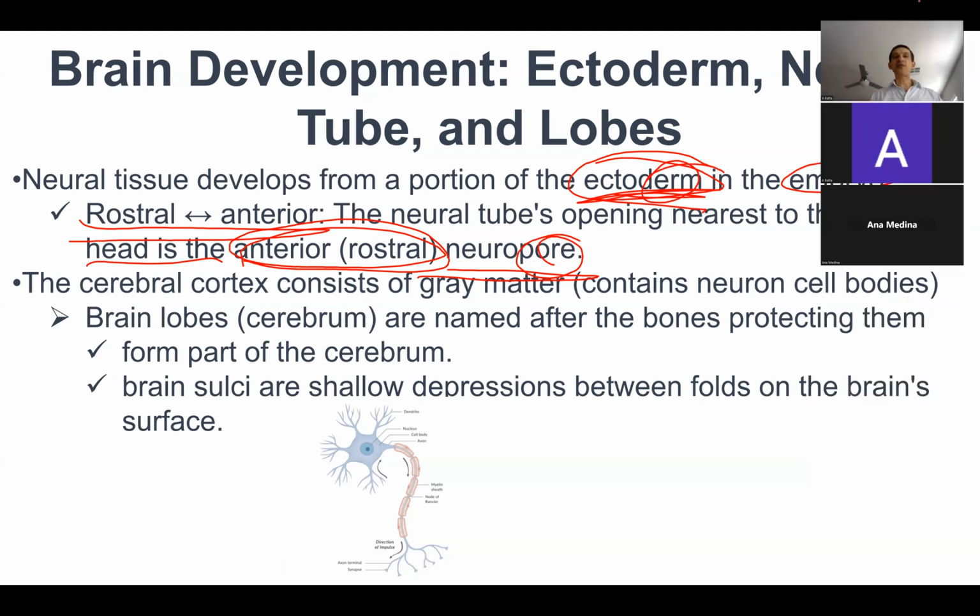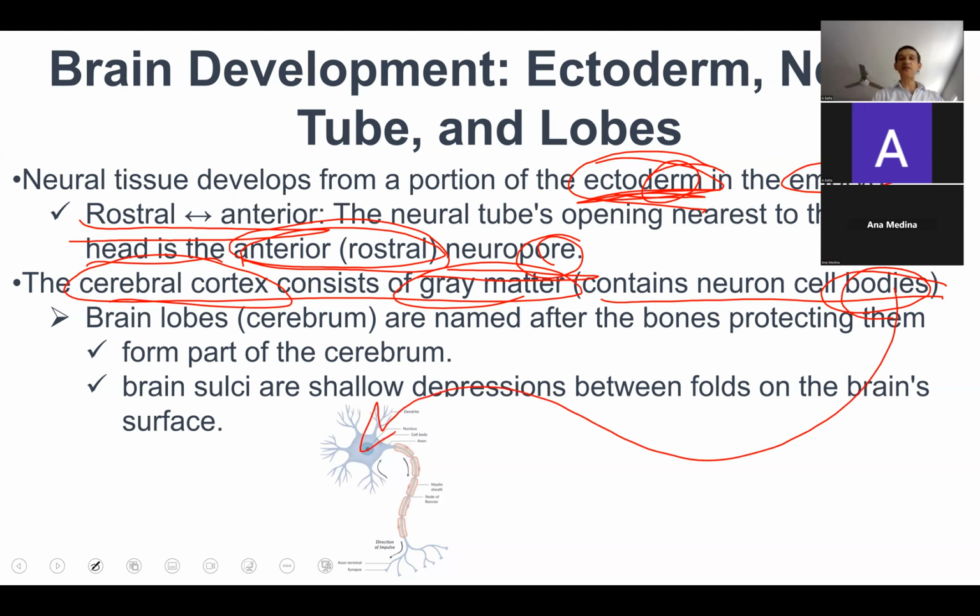And don't forget that the cerebral cortex consists of the gray matter, which will be coming up on the slides. And this gray matter contains the neuron cell bodies. Here is your cell body. Do not confuse that. Axons are the white matter. We'll go over that in a few.